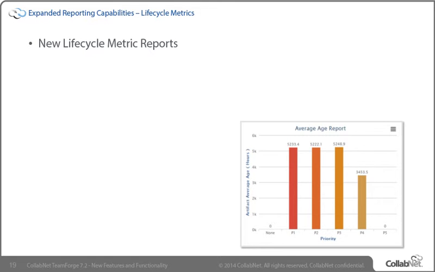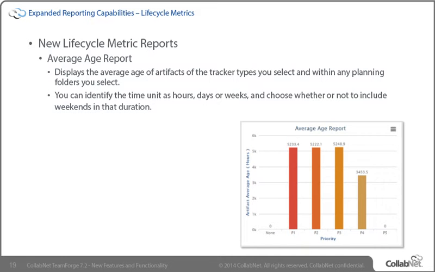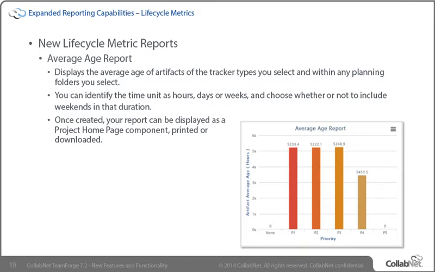TeamForge brings you 3 new lifecycle reports, the first of which is the Average Age Report, which displays the average age of artifacts of the tracker types you select and within any planning folders you select. You can identify the time unit as hours, days, or weeks, and choose whether or not to include weekends in that duration. Once created, your report can be displayed as a project homepage component, printed, or downloaded.